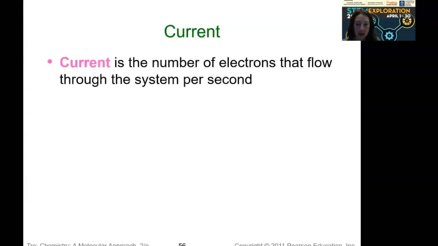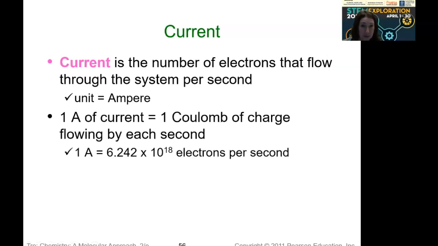So now when we're looking at this, we have current. So current is just the number of electrons that are flowing through the system. So if you take physics ever, you might talk about amps, right?